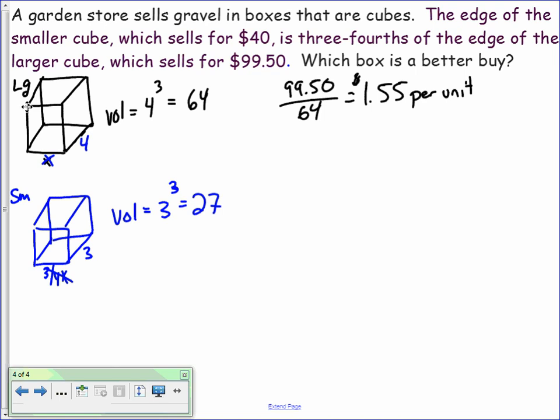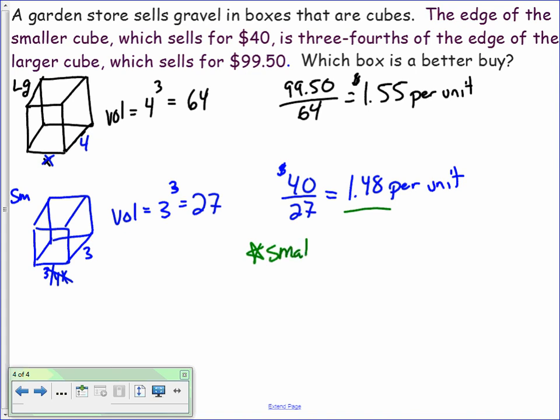For the small one, we have that it is $40 divided by 27 cubic units, which works out to be $1.48 per unit. So which box is a better buy? The small one. So small box is a better buy.